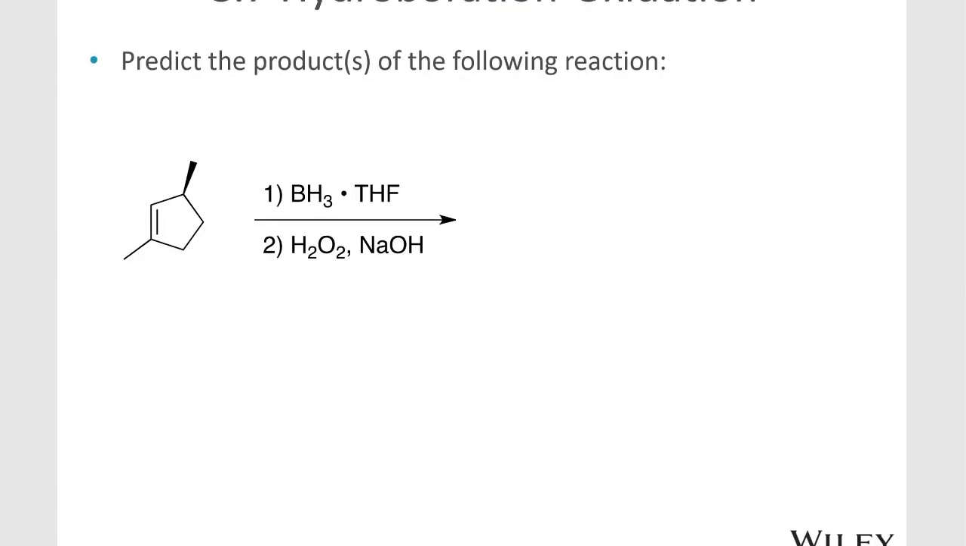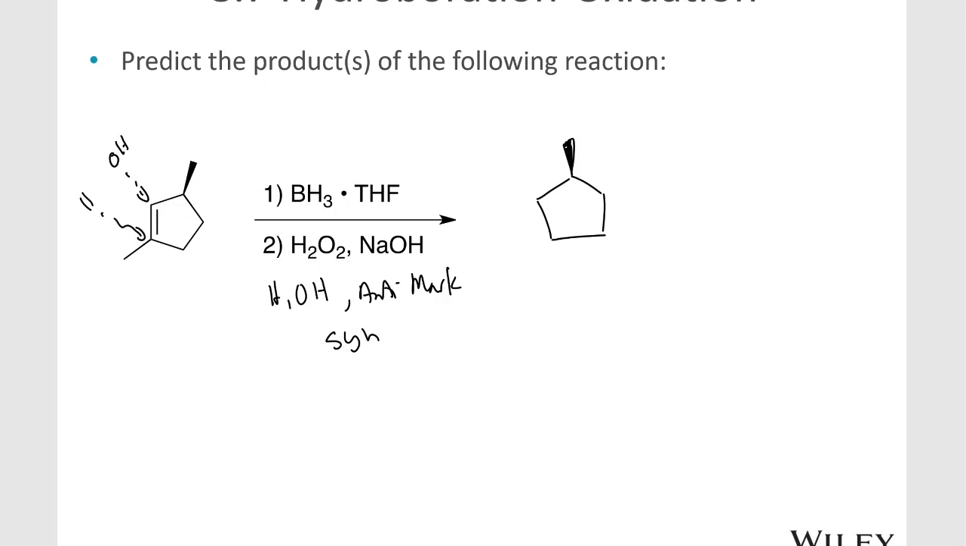So let's consider this product here. What would we get? We're adding H and OH across the double bond, anti-Markovnikov fashion, and syn addition. Okay, so what's our product? Now the OH is going to go to the less substituted side. The H is going to go to the more substituted side. So that means if the methyl group that's already on there is coming out, then the H is going to be going back. So the OH also has to be going back.